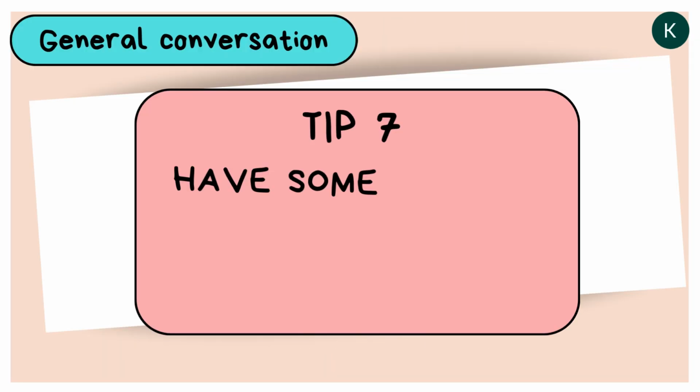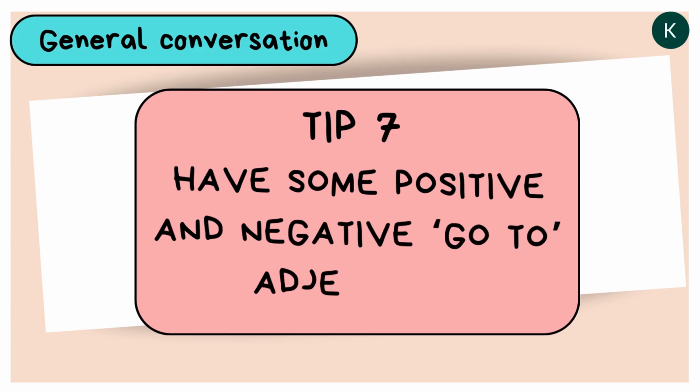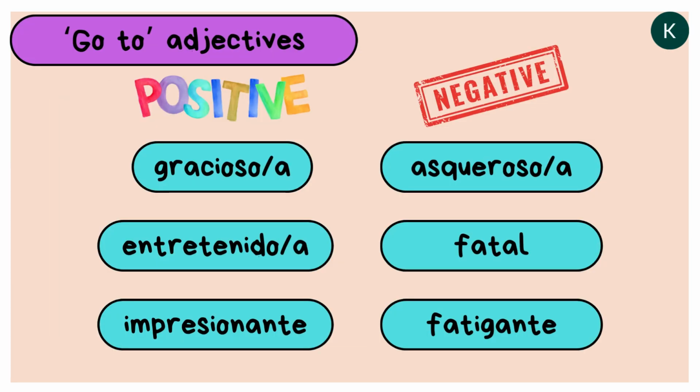So, moving on to the conversation part of the speaking exam, tip 7 is to have some positive and negative go to adjectives that you can use in case you get a little bit stuck. So, what I always suggest is to have 3 positive and 3 negative go to adjectives. This is my list, but you can have a little think about which ones are most useful for you.